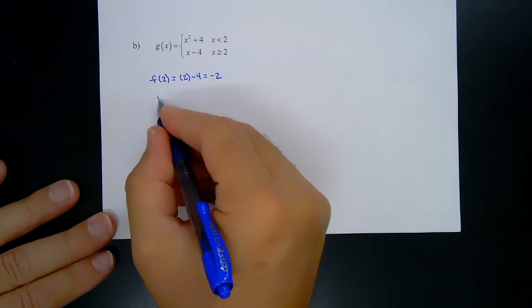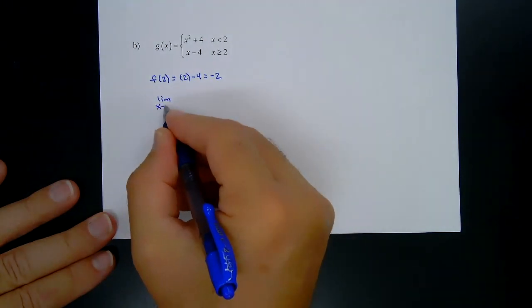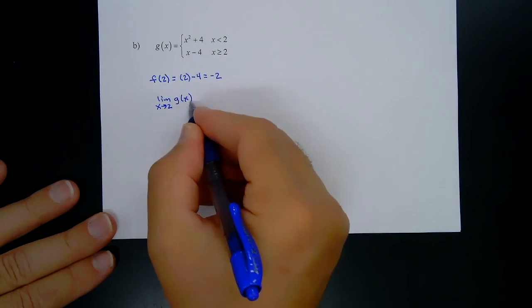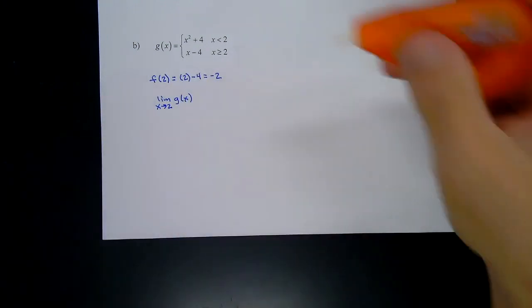And then again, we have to do the limit as x approaches 2 of, and you know what I did? I'm so used to this. I wrote f of x and I should have written g of x. So I'm going to switch that.